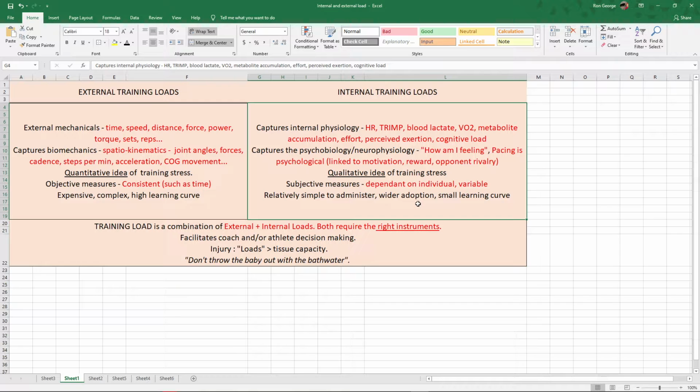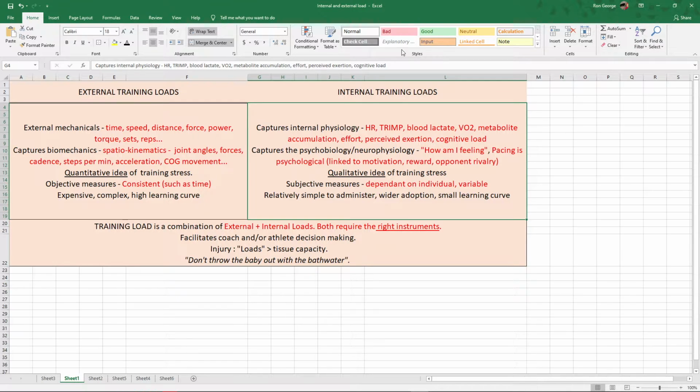Much simpler to administer and a very small learning curve. There is a small learning curve to it, but once you educate, then it becomes easier. And I would argue that perhaps the internal training load could be used among a wider audience, for a wider range of athletes, and also in countries where sport is a minority thing, a minority activity.